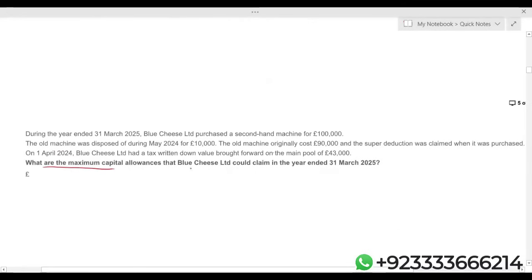What are the maximum capital allowances that Blue Cheese Limited could claim in the year ended 31st March 2025? During March 25, Blue Cheese Limited purchased a second-hand machine. Can I say on this machine they will get AIA, annual investment allowance? The old machine was disposed of during May 2024 for £10,000. The old machine originally cost £90,000 and the super deduction was claimed when it was purchased.